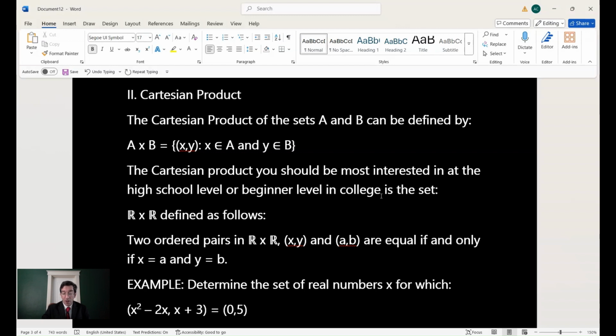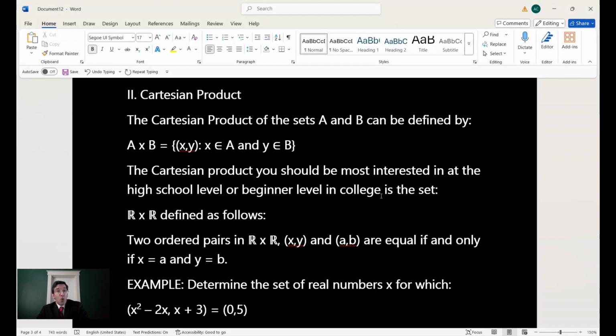Ordered pairs and points. So there's something called the Cartesian product, and I'm giving you the definition here on the board. It looks like A times B, but really you should read it as A cross B. And A cross B is (x, y), as long as x has to be an element of A, and y has to be an element of B. So for your particular level, the Cartesian product you should be most interested in at the high school level or beginner level, at least in college, is the cross product of the real numbers, R cross R.